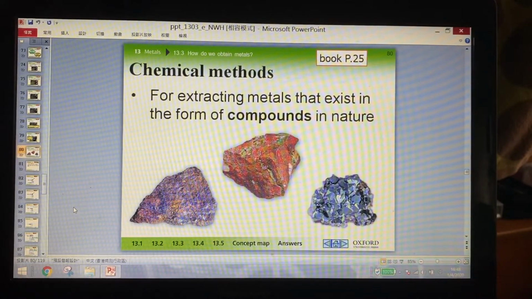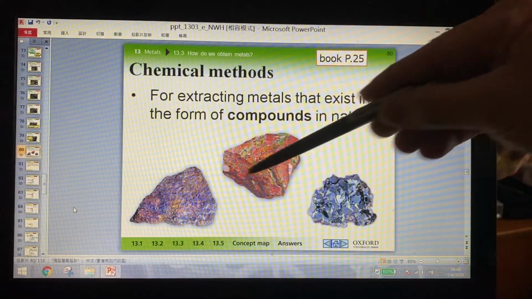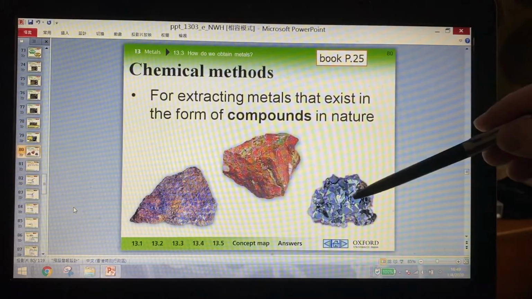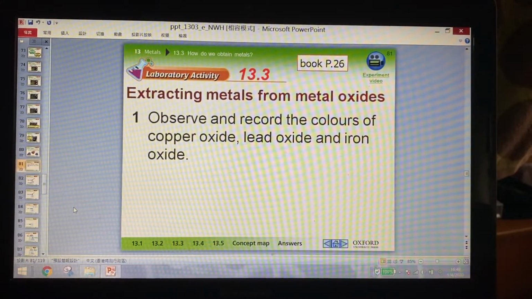Another method is the chemical method. Now we have the metal ore, that is, the metal compounds in nature. Now we take a look at the video.